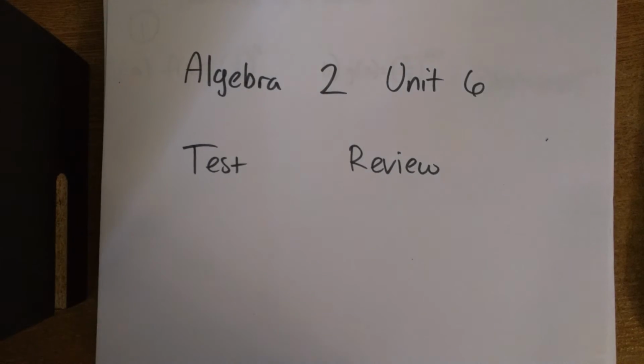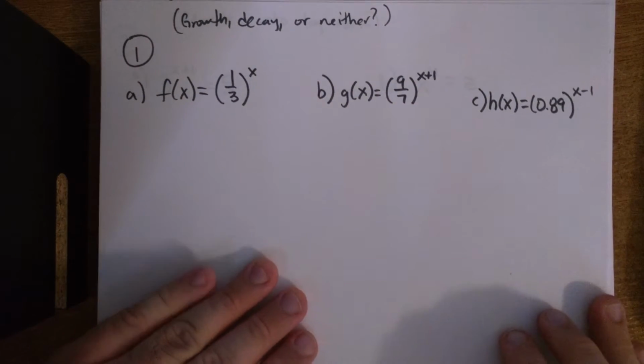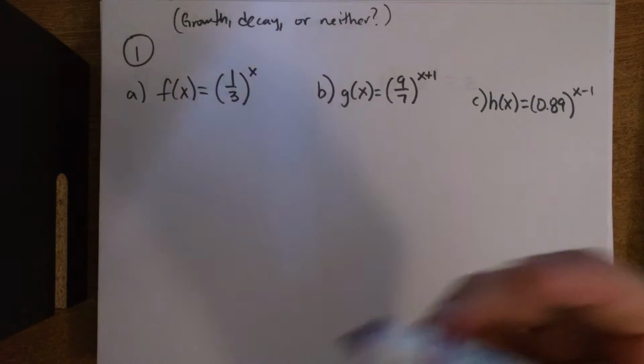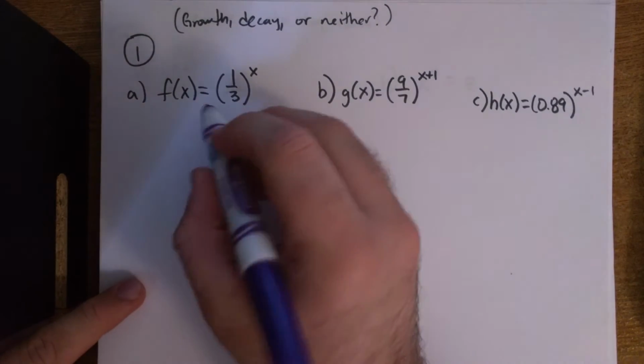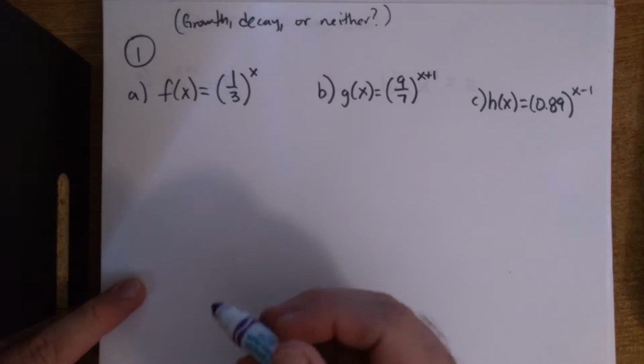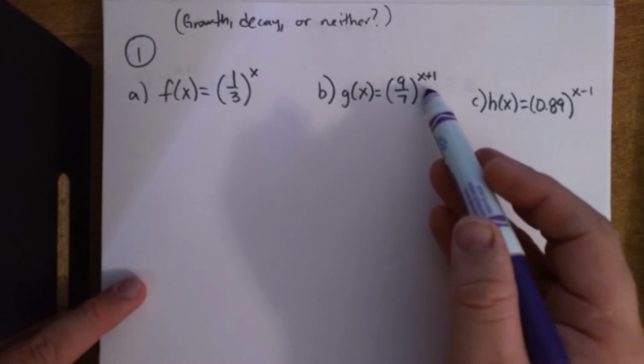Okay, Algebra 2, Unit 6, test review. We're going to go pretty fast through this. Number 1, growth, decay, or neither. So, you're looking for your B value. Actually, in all three of these, your A value is 1. So your B is whatever's being raised to the power of x, or some variation of x.